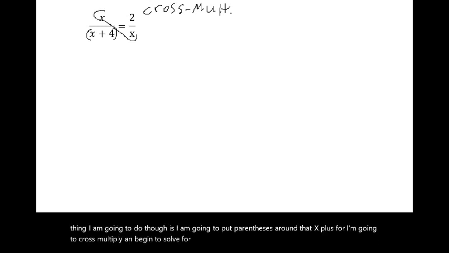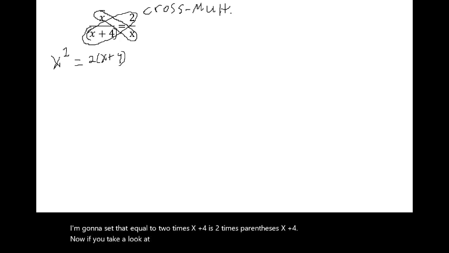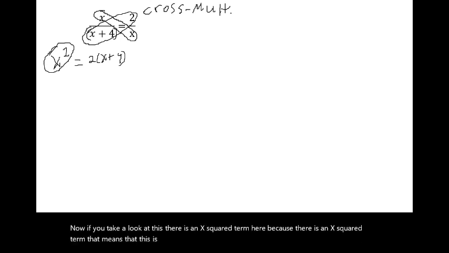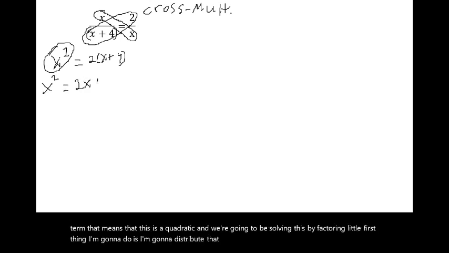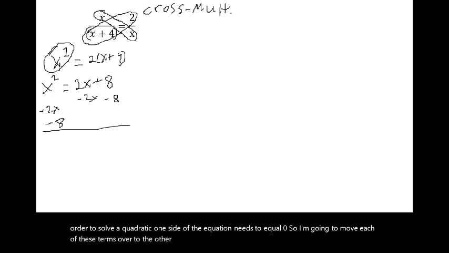So let's cross multiply. We have x times x, which is x squared, and I'm going to set that equal to 2 times parentheses x plus 4. Now, if you take a look at this, there is an x squared term here. Because there is an x squared term, that means that this is a quadratic, and we're going to be solving this by factoring. The first thing I'm going to do is distribute that 2 to give us 2x plus 8. And then remember, in order to solve a quadratic, one side of the equation needs to equal 0. So I'm going to move each of these terms over to the other side by subtracting each of them.